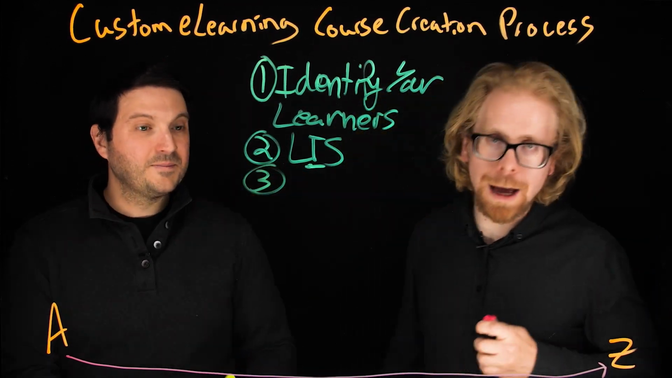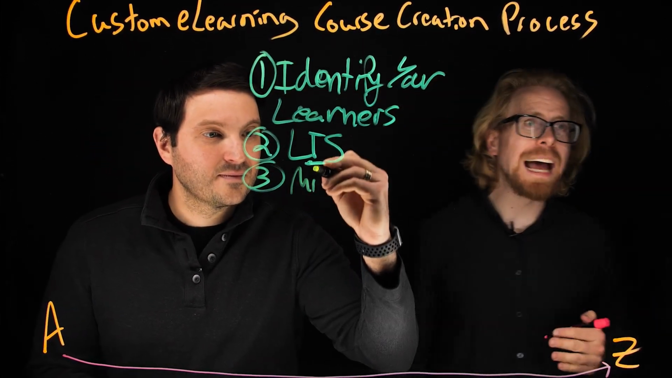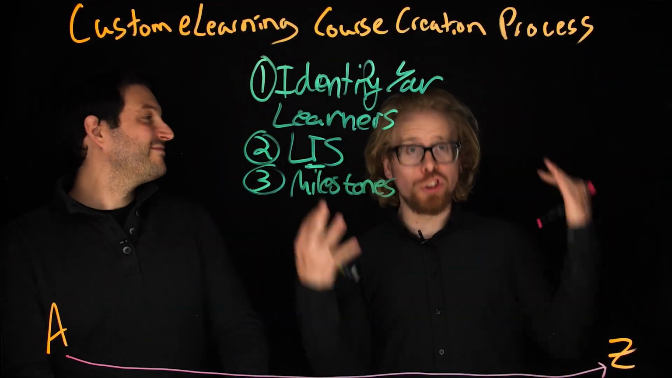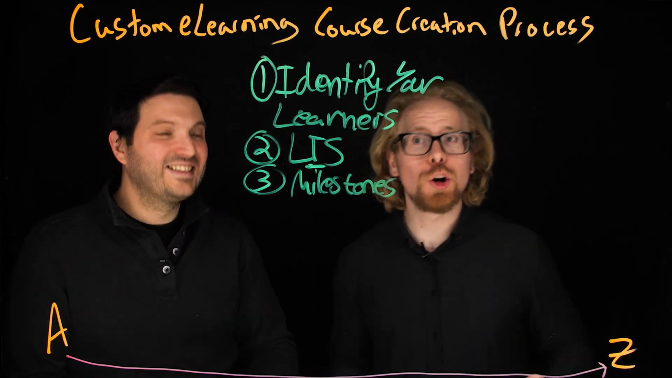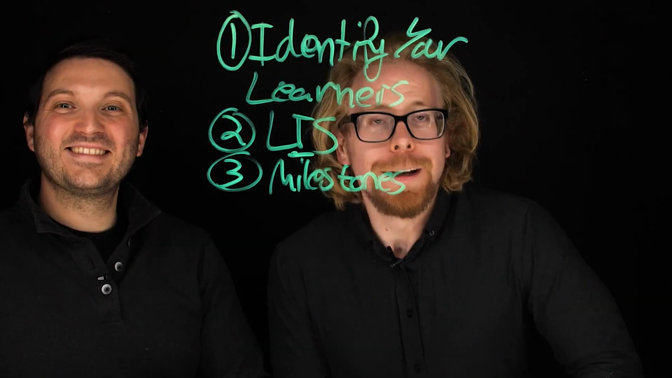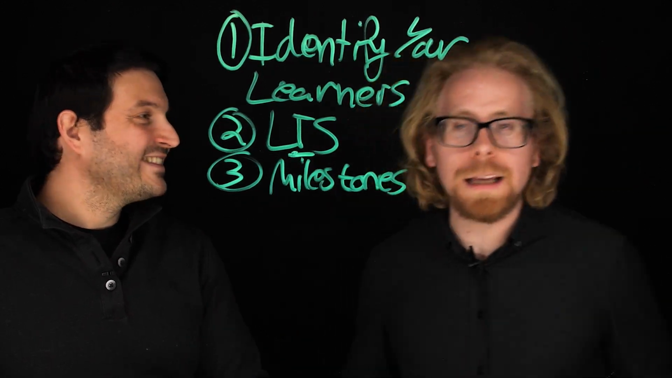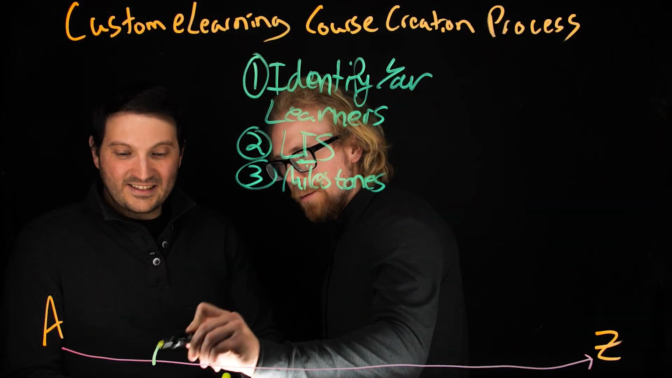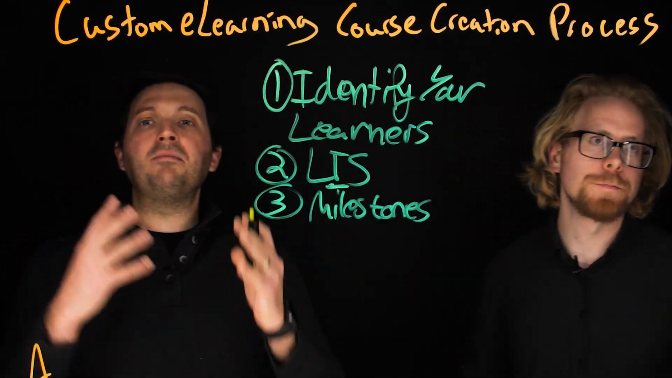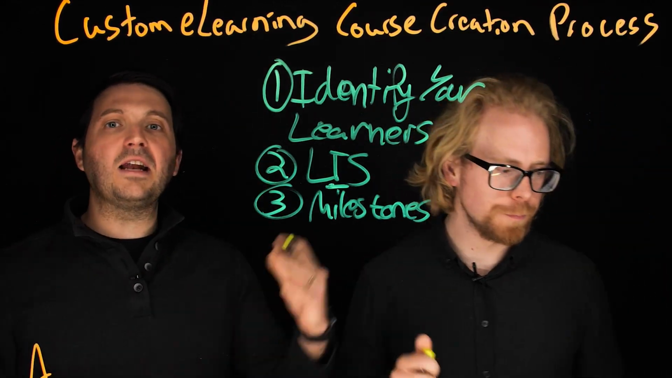Number 3, we've got milestones. Milestones. Learning outcomes, okay? So on this journey from A to Z, your learners are going to want to achieve something. So we've got to give them milestones along the way. Basically, we're breaking it up and making it easier for them to go from point A to point Z.